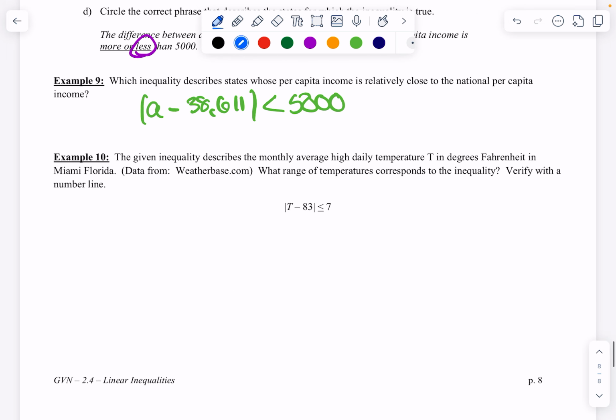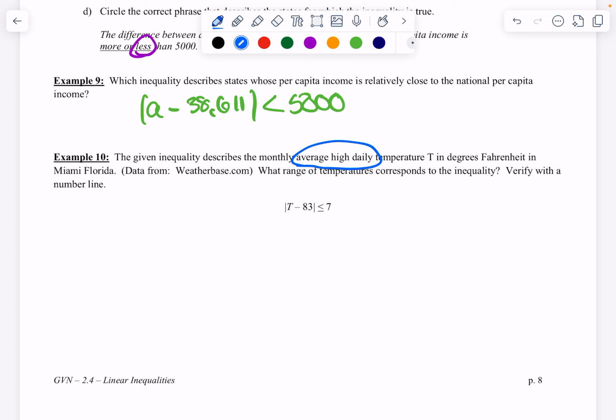Okay, example 10. The given inequality describes the monthly average high daily temperature T in degrees Fahrenheit in Miami, Florida. What range of temperatures corresponds to the inequality? Verify with a number line.